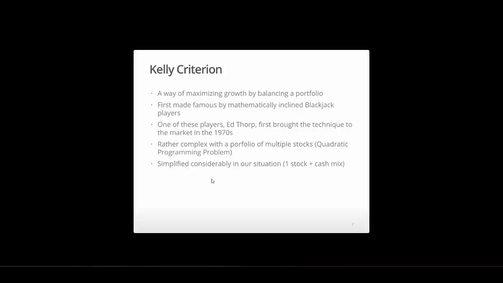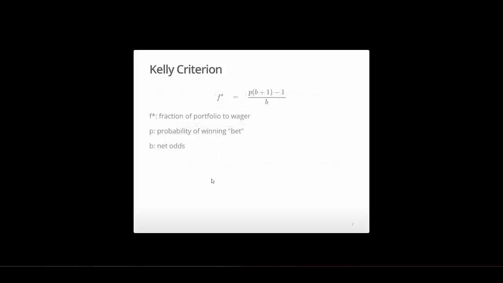and trying to use it for our purposes here. It's actually a really complex problem when you have multiple stocks in your portfolio. It turns into a quadratic programming mess, but that's something we're not going to tackle. For our situation, we just have one stock and cash in our portfolio at any given time, and because of that, it simplifies dramatically to a simple algebraic equation, where f star is the fraction of our portfolio that we're going to allocate to a bet, or to our stock in the market.